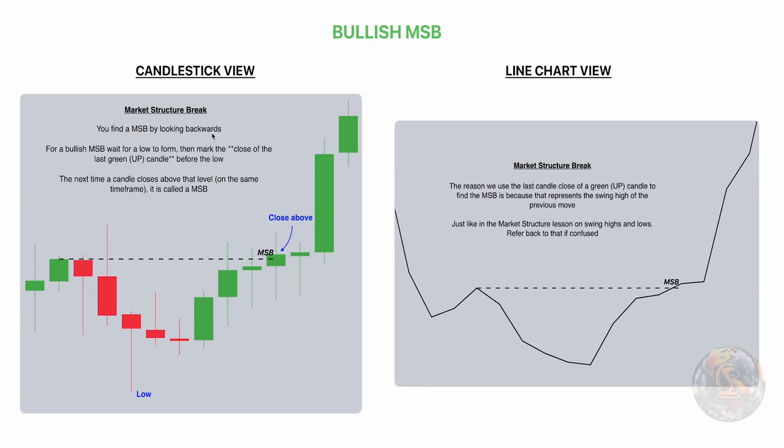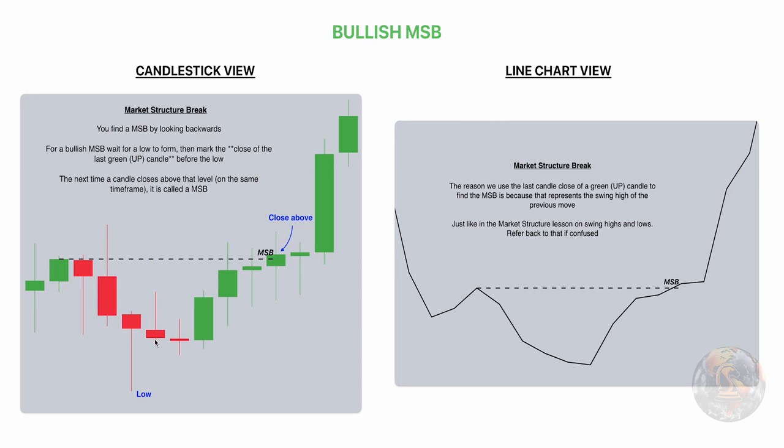You find a market structure break by looking backwards. So the easiest way to find the market structure level is to use the line chart, and then flip it back on to candles. For a bullish market structure break, you have to wait for a low to form. This is one of the most common questions from students that are confused about how to spot it. They feel like they have to spot it ahead of time. You don't. You wait for multiple red candles and a low to form, and then for price to go above that low, so it looks like it might be a bottom. Nothing confirmed yet, but it might be.